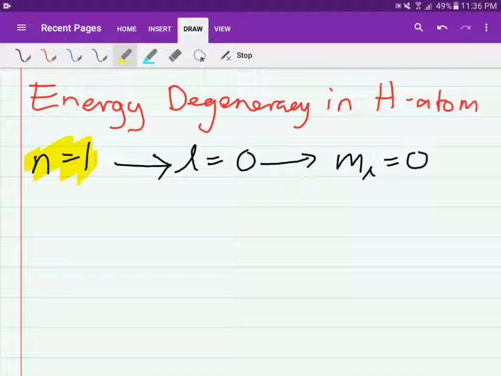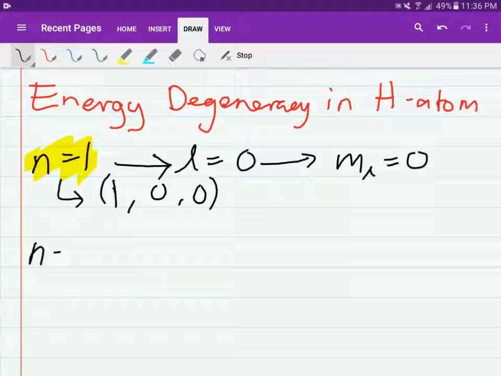So let's take the case for n equals 1 first. For n equals 1, we have L equals 0 and ML equals 0. So we only have the quantum state 1, 0, 0 for n equals 1.